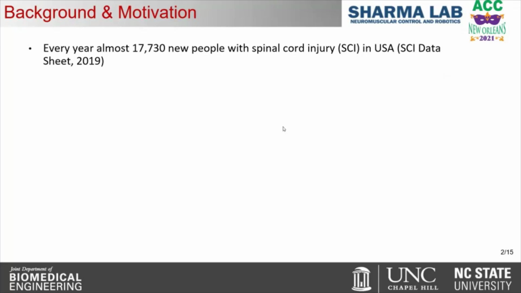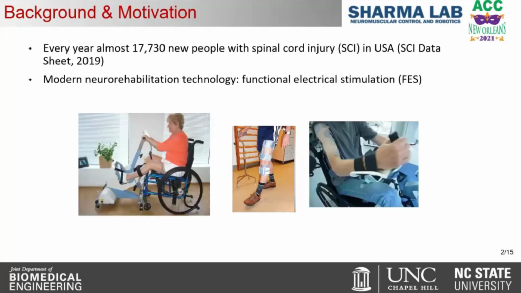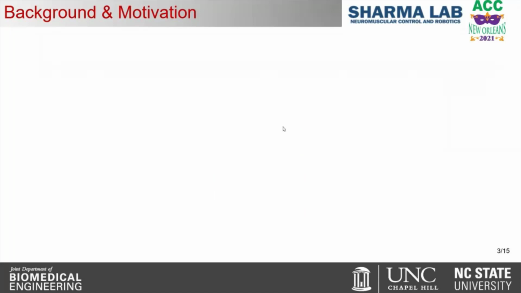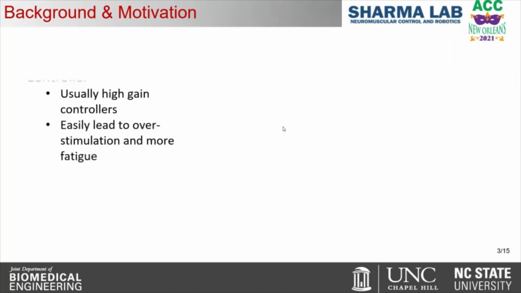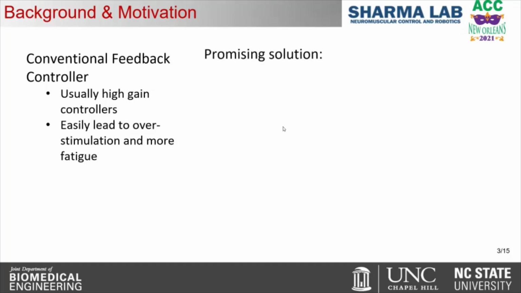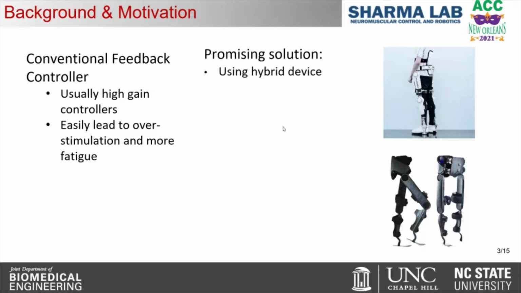Functional electrical stimulation has been used to restore muscle functions such as hand grasping, cycling, and walking. One of the biggest challenges of FES rehabilitation is rapid onset muscle fatigue. Conventional feedback controllers usually have non-optimal solutions that easily cause overstimulation and more fatigue. A promising solution is to use a hybrid device that combines FES and electrical motor assist. The integrated system may delay the onset of fatigue by reducing the overall stimulation duty cycle.